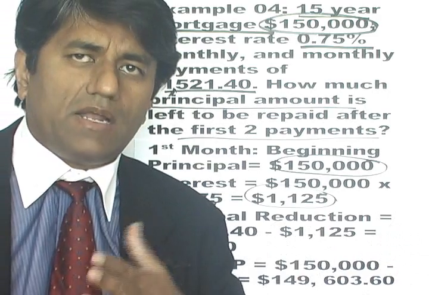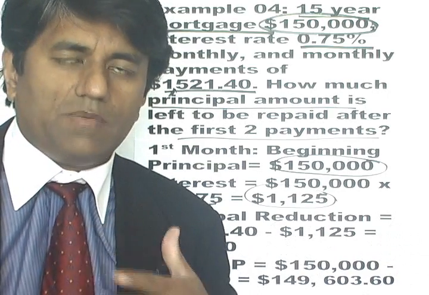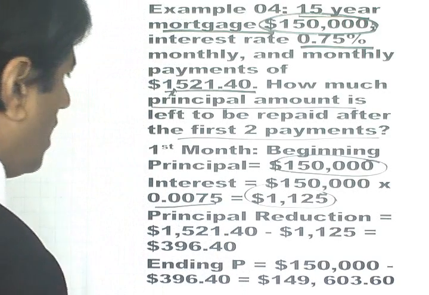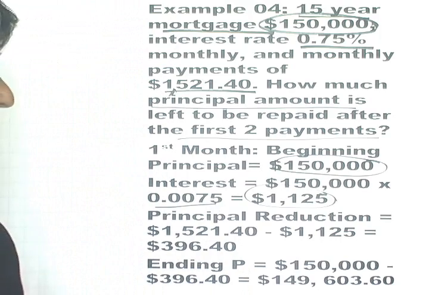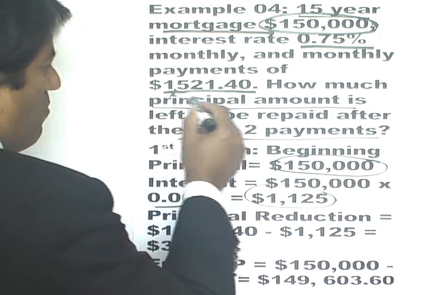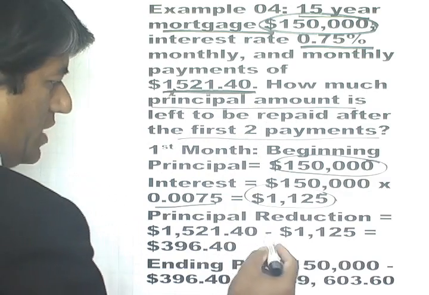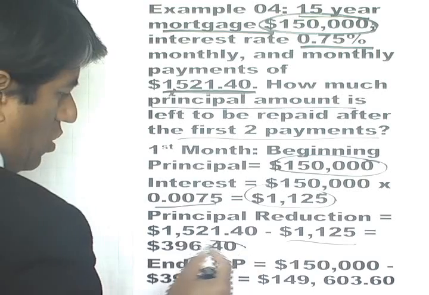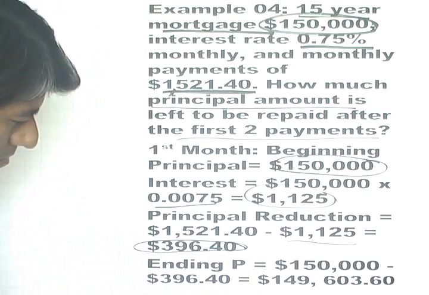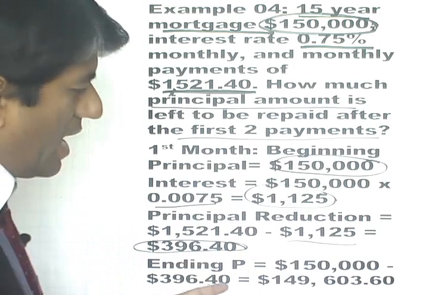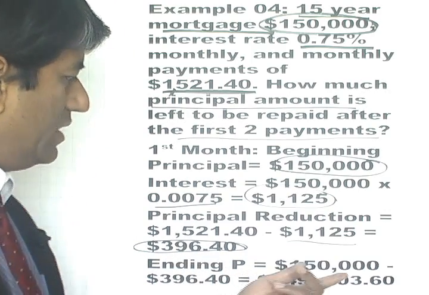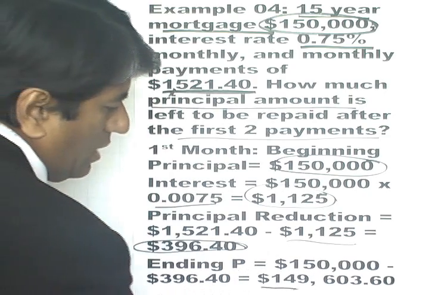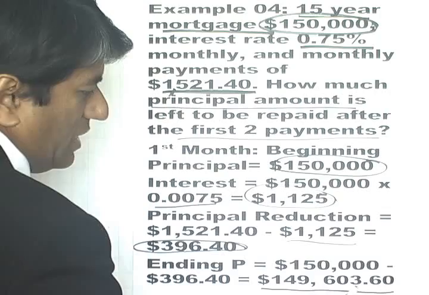So here the periods are a month in length because each payment comes in after a month. So interest is calculated for every month. The principal reduction is going to be the amount of payment, which is $1,521.40, minus the amount of interest. So that is going to be $396.40. The ending principal will be the starting principal minus principal reduction, and that will equal $149,603.60.